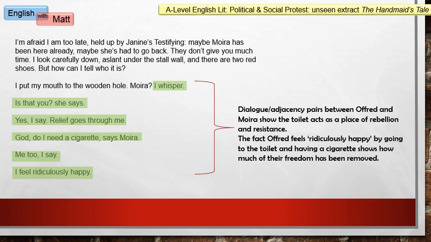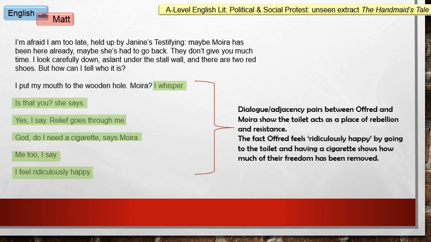You know, only once things are taken away do you appreciate what you once had, perhaps. So that is the extract, and I've used the term adjacency pairs there, which is a fancy way of talking about turn taking in dialogue. So, in linguistic study, adjacency pairs is the act of having a conversation and turn taking between speakers.